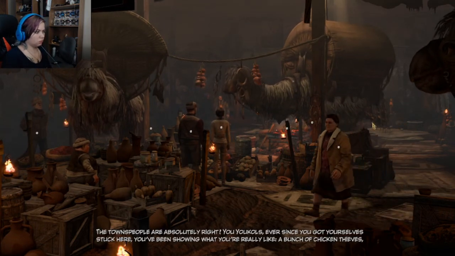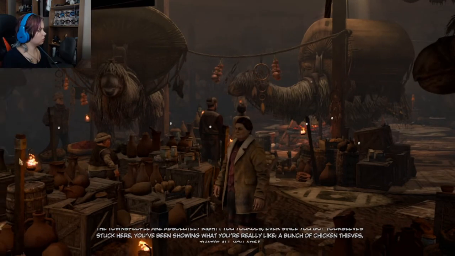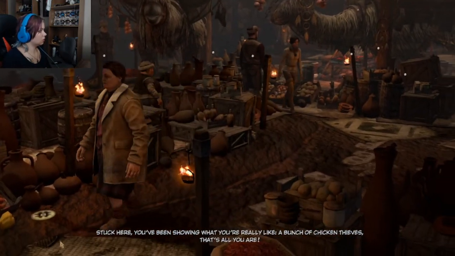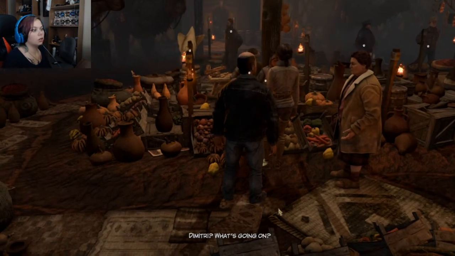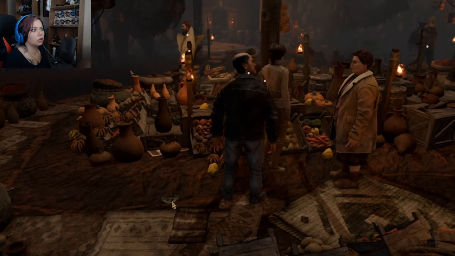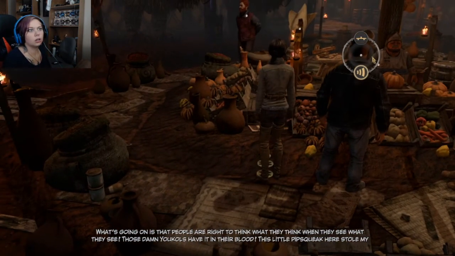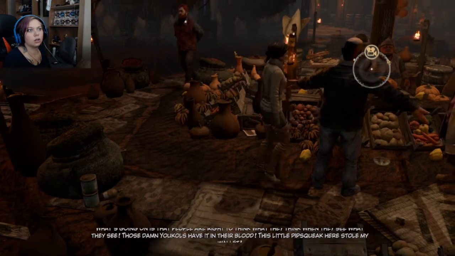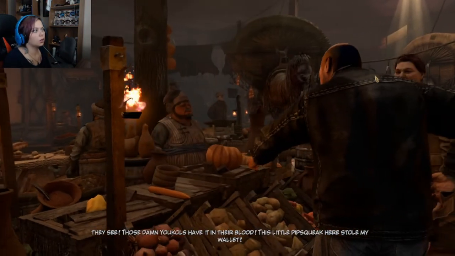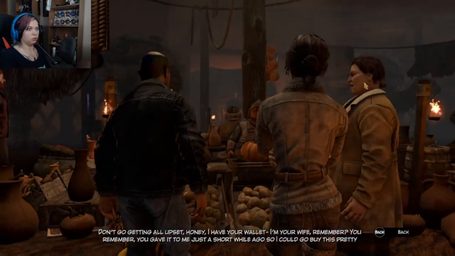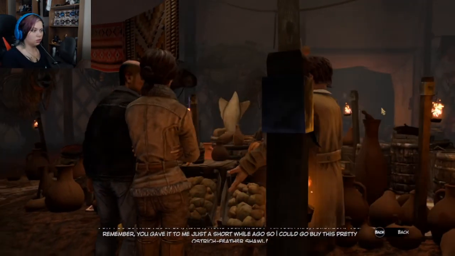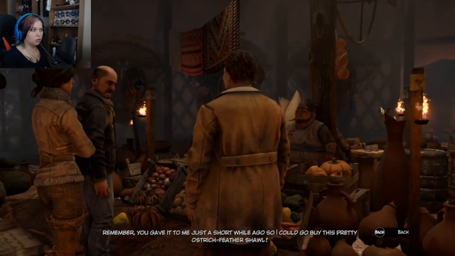Townspeople are right. You Yugos, ever since you got stuck here, you've been showing what you're really like. A bunch of chicken thieves, that's all you are. Dimitri, what's going on? What's going on is that people are right to think what they think when they see this. Those damn Yugos have it in their blood. This little pipsqueak here stole my wallet. Don't be upset, honey. I have your wallet. I'm your wife, remember? You gave it to me just a while ago so I could buy this pretty ostrich feather shawl.